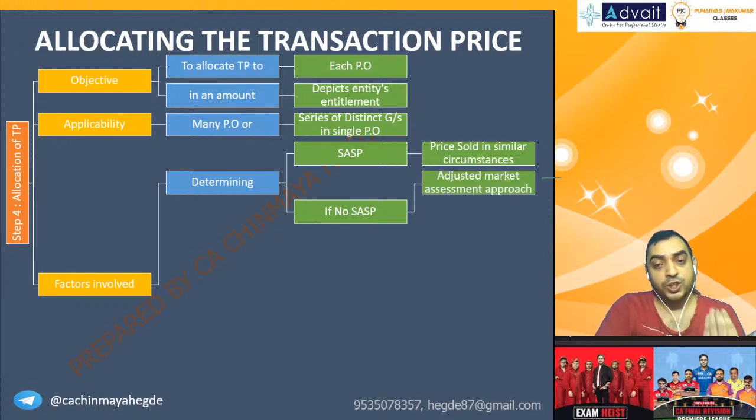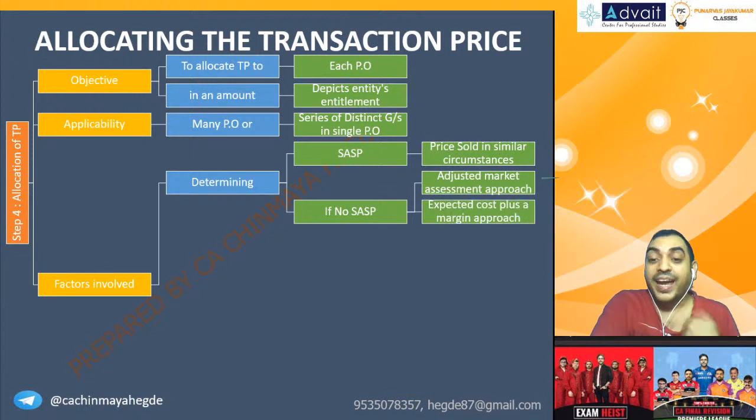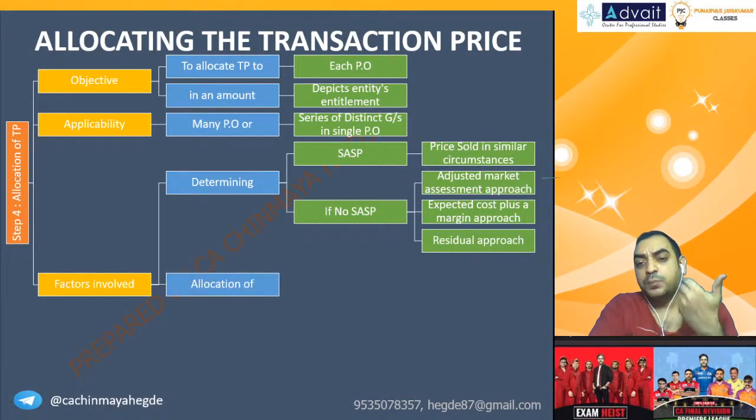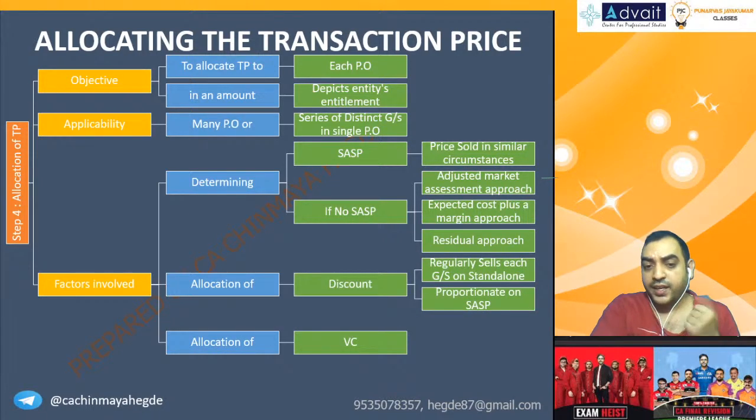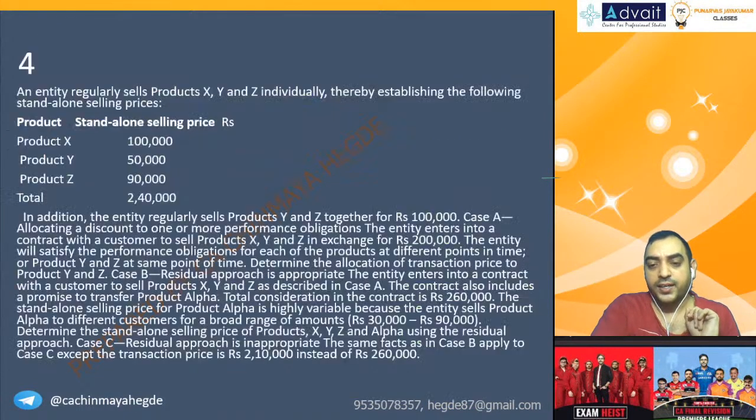If standalone selling price is not available, use the adjusted market assessment approach, meaning the same product is not available, so take a similar product and do some adjustments. Expected cost plus margin, that is your costing method. You don't know the selling price, no problem, try to ascertain what would be the cost of the product at a reasonable profit margin, that will become a substitute for standalone selling price, or as a balancing figure you can compute. I'll show you a problem how to do it. It may be a discount or any other variable kind of consideration also is allocated. Okay, let's do a problem to understand this. Please read the problem.